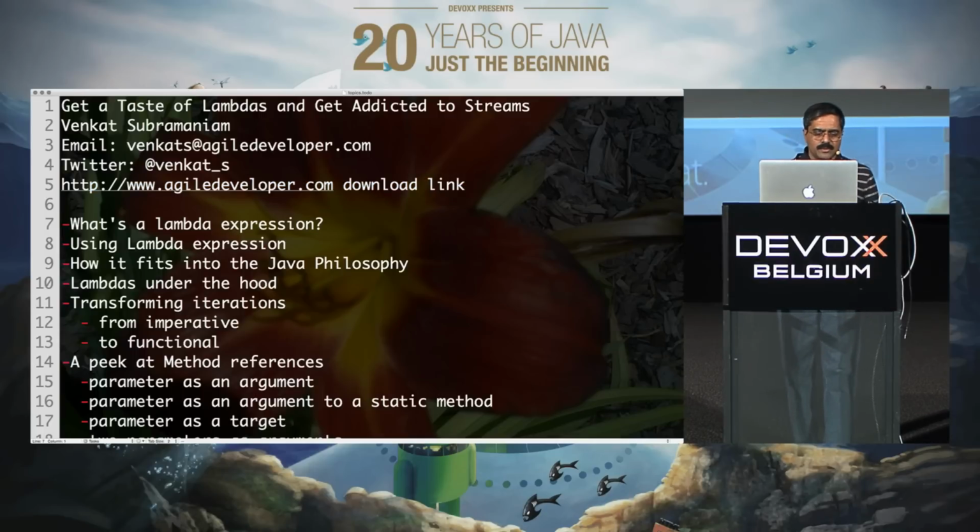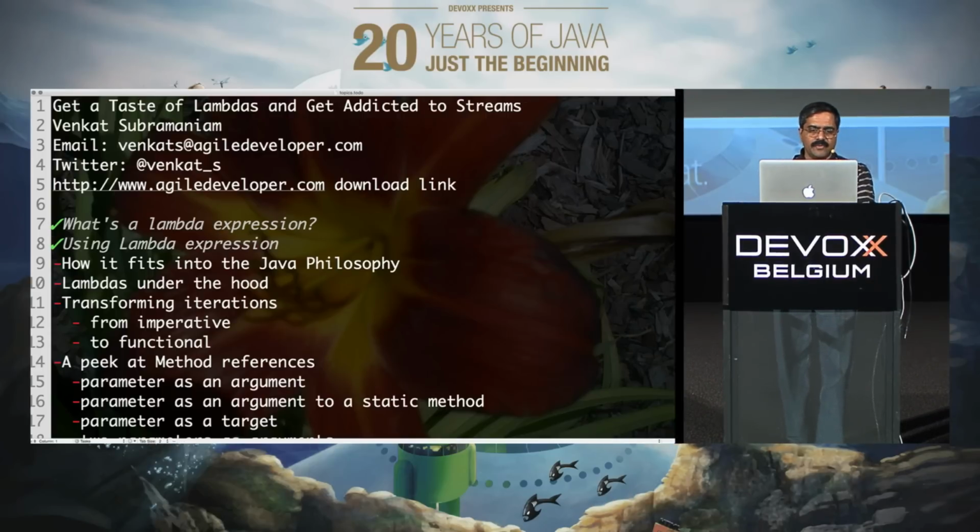So the first question I want to start out with is, what's a lambda expression? Well, a lambda expression is an anonymous function. It's actually a cute little anonymous function. So let's take a look at an example of using a lambda expression just to get a feel for it.